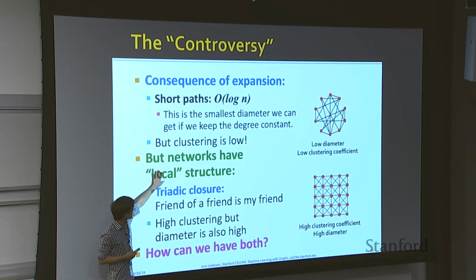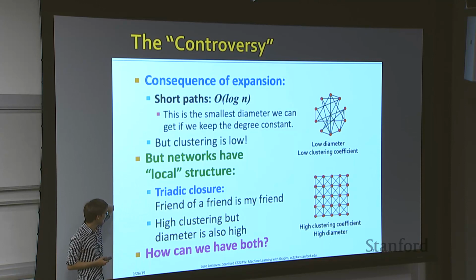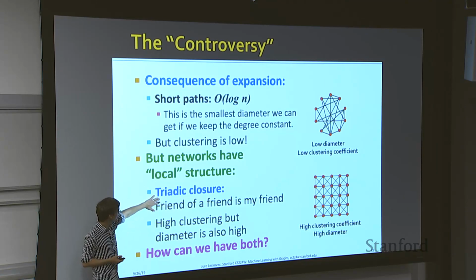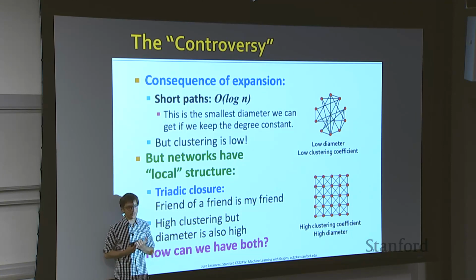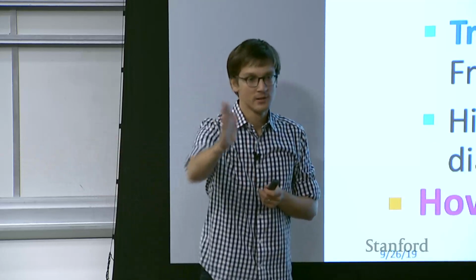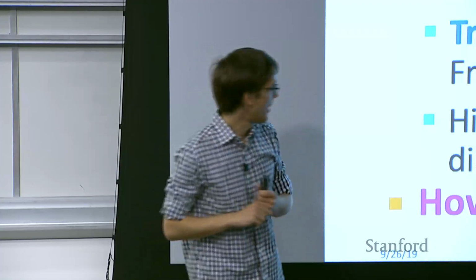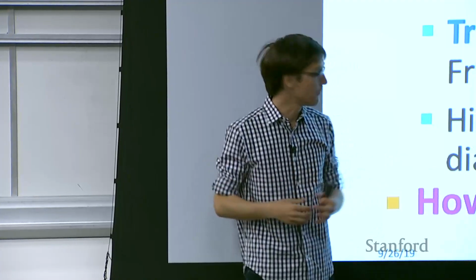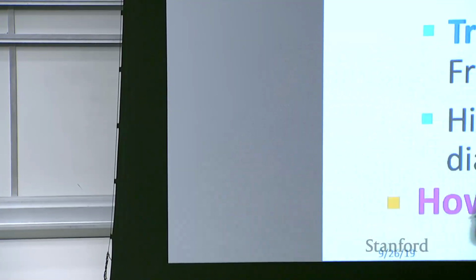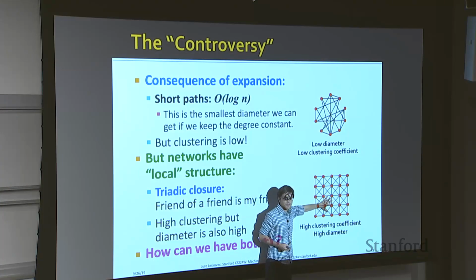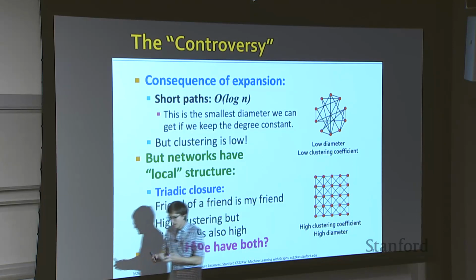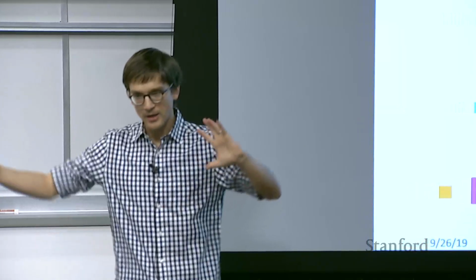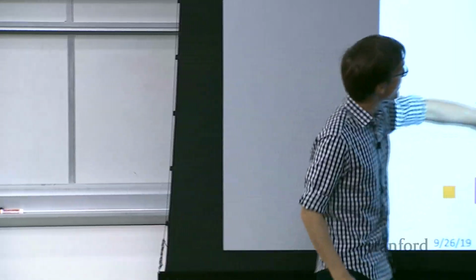But networks, social networks in particular, have a lot of local structure. This is what social scientists call triadic closure, that a friend of a friend is also my friend, right? So if you are friends with Michele and Michele and I are friends, then the two of us will likely be friends as well. And this means that the clustering will be high. But if clustering is high, then the network must look something like this, right? It has a lot of these redundant edges that connect friends of friends, so they don't contribute to making the diameter small. So the question becomes, can I have both?